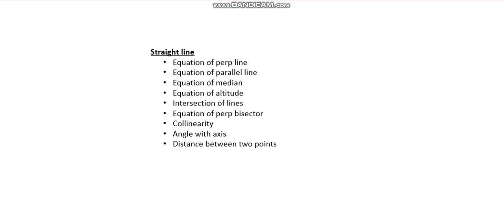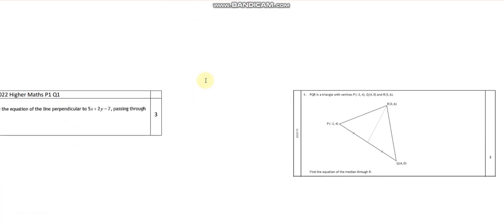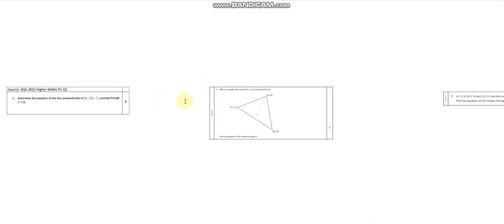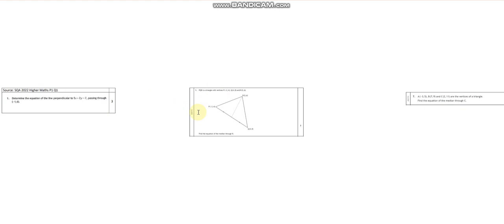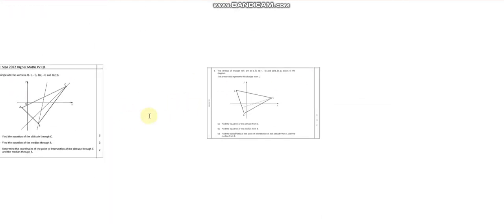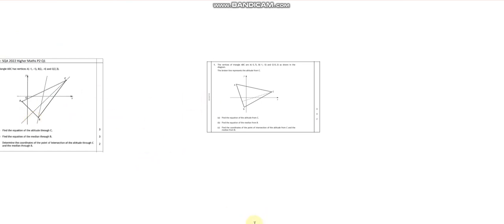Hi, so this is going to be the first video in a series of videos on the straight line for Higher. I thought first of all we could go through some of the main points, which you see here, and then we can go through some of the typical questions that you'll get. These are the easier questions about equations of a straight line. This is your angle with the axis questions. This is probably the most likely to come up, I would say.